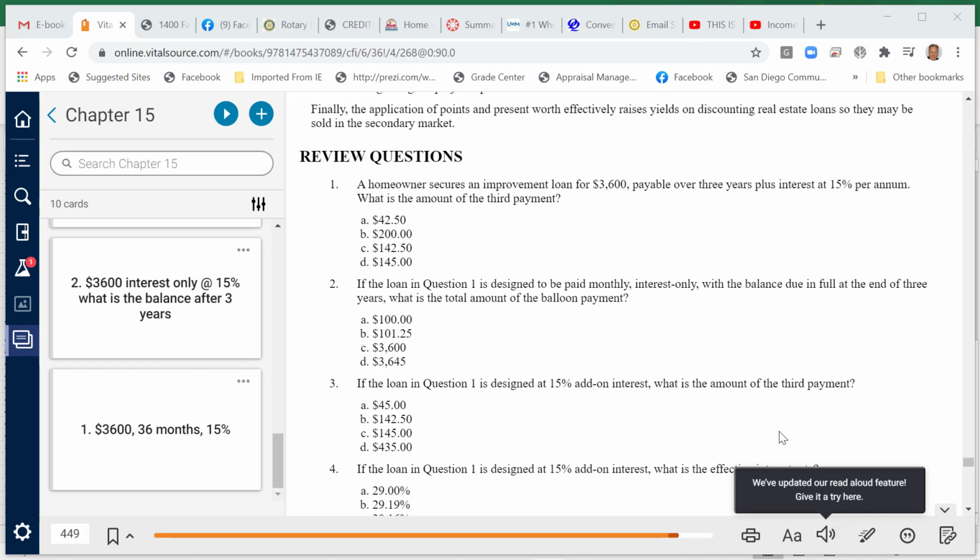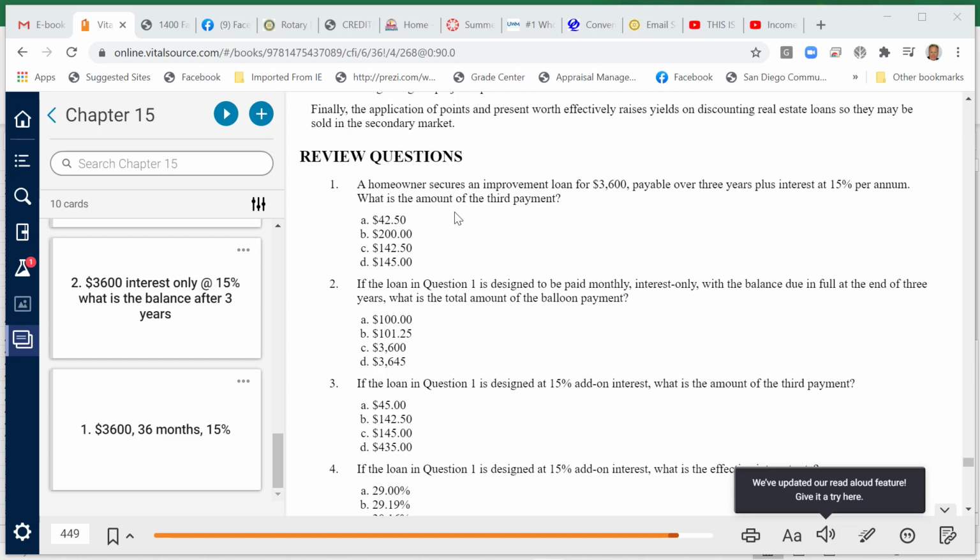This is Chapter 15, Real Estate Math, and these are the review questions at the end of the chapter. I thought I'd go over these to do a review for you in case you had any questions trying to solve these. So I'll take these one by one and go through and I'll give you the keys to answering these questions.